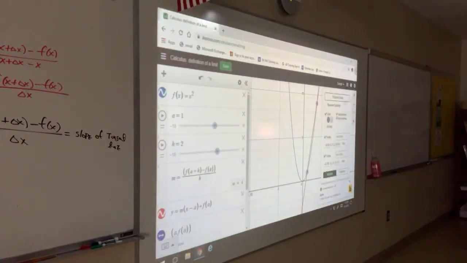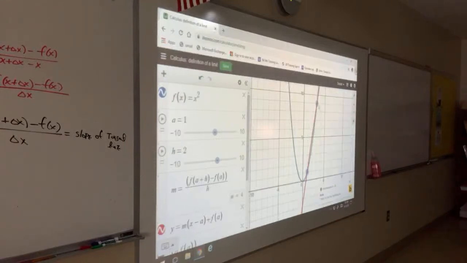I'm going to show you the projection mode. So if I drag it, right? Do you see that slope is changing? Do you see that m right here is changing from one point to the other point? And eventually, if I get so close, it's going to be a tangent line.